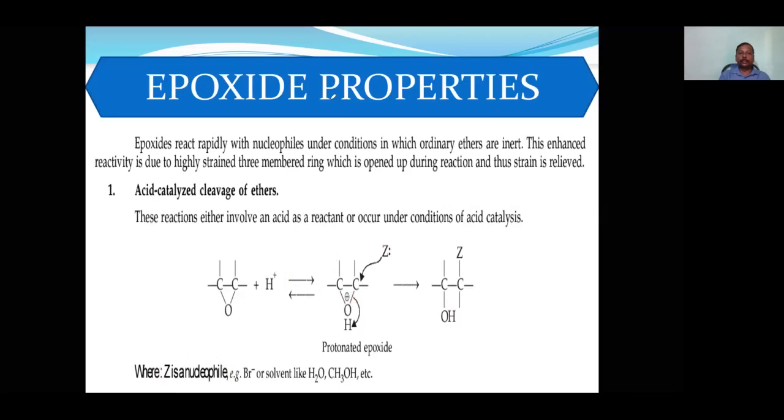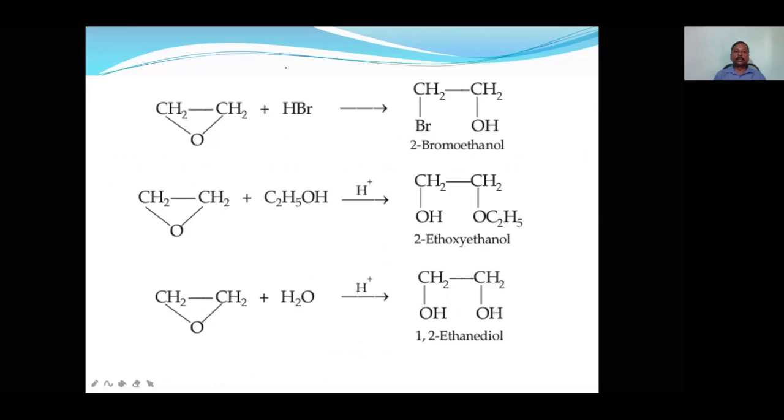Okay, now let's see the next. So these are some examples. There is Z I have taken. Here Z is bromine, here Z is C2H5O, here Z is OH. So this is the best method to prepare vicinal diols. Vicinal means adjacent, di means two, ol means alcohols. So this is an example of vicinal diols and acidic cleavage of ethers.